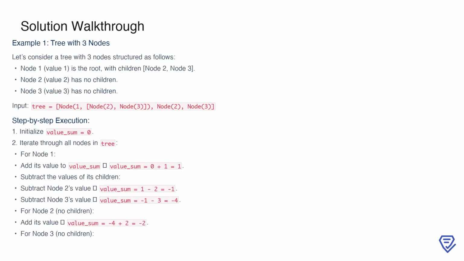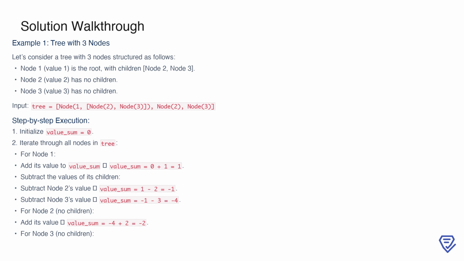To solve this problem, let's start with an example of a tree that consists of 3 nodes. In this tree, node 1, which has the value 1, is the root. It has 2 children, node 2 with the value 2, and node 3 with the value 3. Both of these child nodes have no further children. The input represents this tree as an array of nodes.